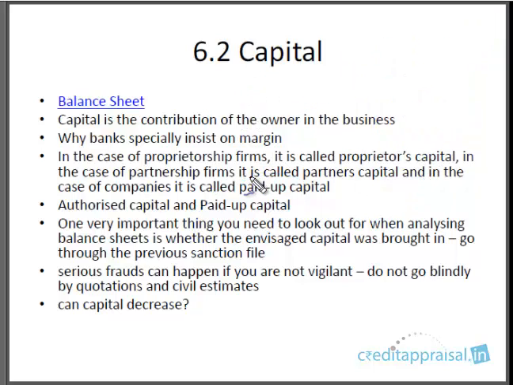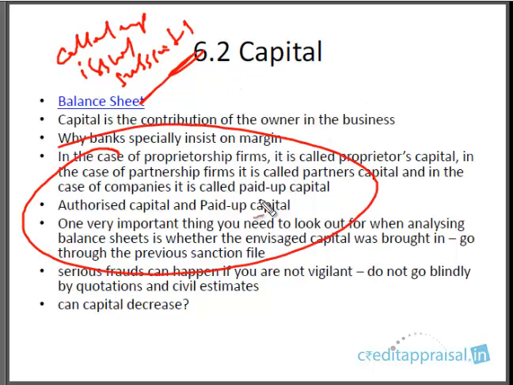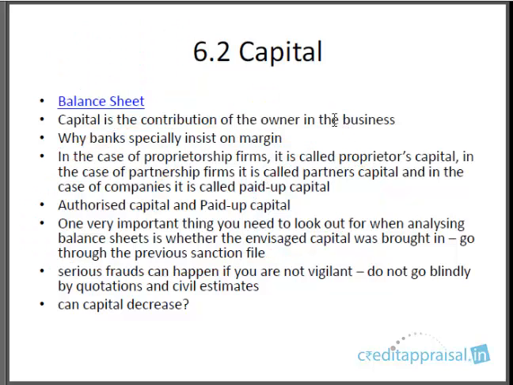There are actually many other types of capital. You have something called call up capital, issued capital, and subscribed capital. All of these are not that relevant to you, from a banker's point of view. These are the two terms you need to remember: authorized capital and paid up capital.